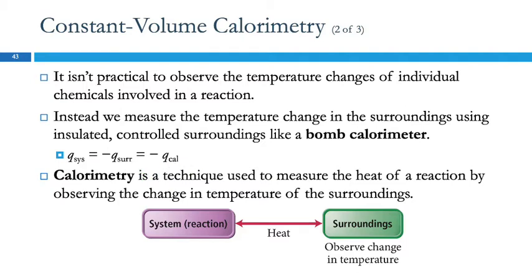So we're making the surroundings be the calorimeter, and so Q system is also equal to negative Q for the calorimeter. Calorimetry in general is a technique used to measure heats of reaction by observing the change in temperature of the surroundings. So we have a chemical reaction as our system, and it's going to exchange heat with the surroundings. We can't observe this directly, but we can see what temperature change happens in the surroundings, and from that we can understand the amount of heat that's gained or lost by the chemical reaction.